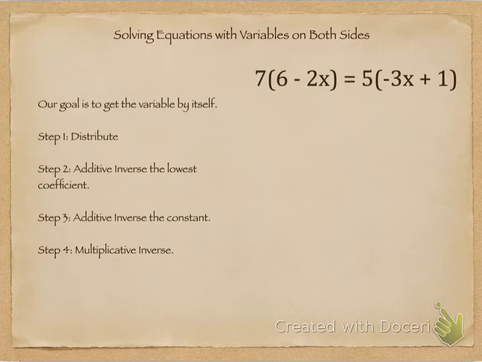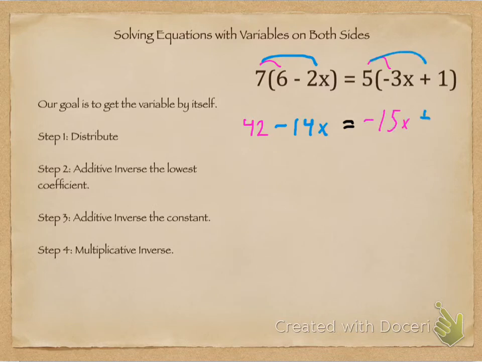Now let's take a look when there's some distribution involved. Here we're going to distribute the 7 to the 6 and the negative 2x. And then we're going to distribute the 5 to the negative 3x and to the positive 1. Remember from the last video, distribution is just like multiplication, but you're multiplying what's outside to every term inside.